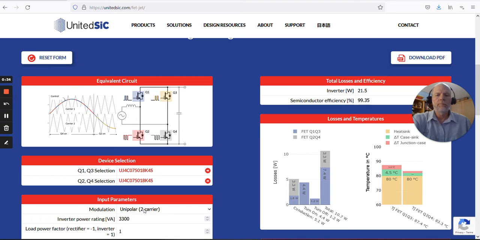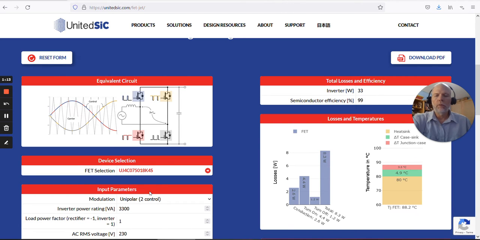Under modulation, you can choose unipolar with 2 carriers, and so you can see the control chart on the left of the circuit diagram. We have 2 sets of carrier waveforms and a single control waveform, and it is somewhat color coded to match the switch positions in the little schematic here, and then also the losses per FET in the chart on the right. So that's Unipolar TwoCarrier. We'll take a little closer look at each of these in a minute.